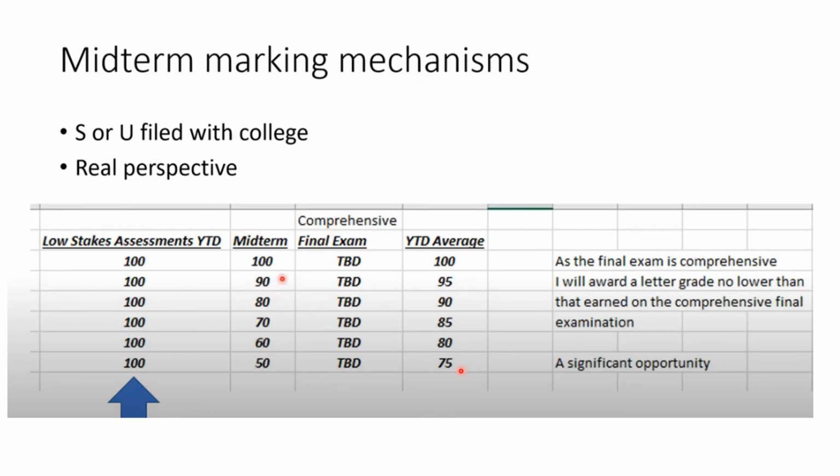But now I have an offer for you that has a major upside opportunity. I want to encourage you to finish strong. As the final exam is comprehensive, I make it a practice to award a letter grade no lower than that earned on the comprehensive final exam. The comprehensive final exam, however, is mandatory. Now, this means that if you get an A on the final exam, you get an A for the course. If you get a B on the final exam, you won't get any lower than a B for the course, and so on and so forth. This is a significant upside opportunity, and I encourage you to take full advantage of this opportunity as we go forward.